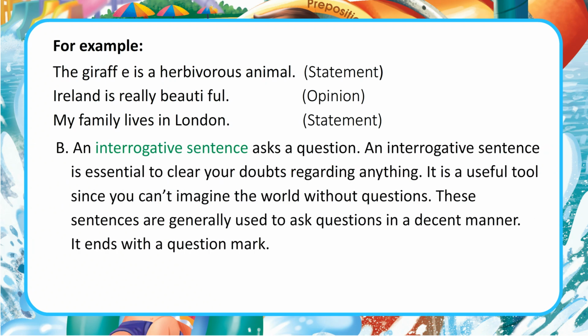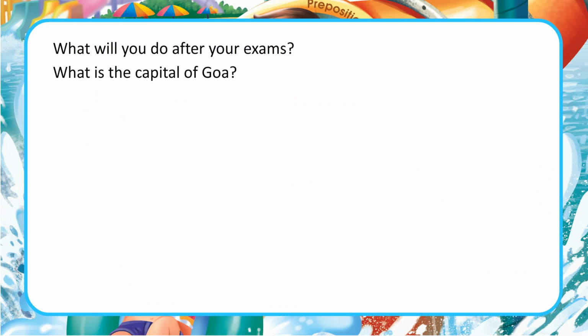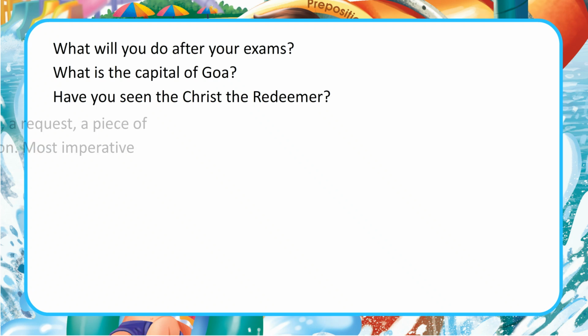B. An interrogative sentence asks a question. An interrogative sentence is essential to clear your doubts regarding anything. It is a useful tool since you can't imagine the world without questions. These sentences are generally used to ask questions in a decent manner. It ends with a question mark. For example, what will you do after your exams? What is the capital of Goa? Have you seen the Christ the Redeemer?